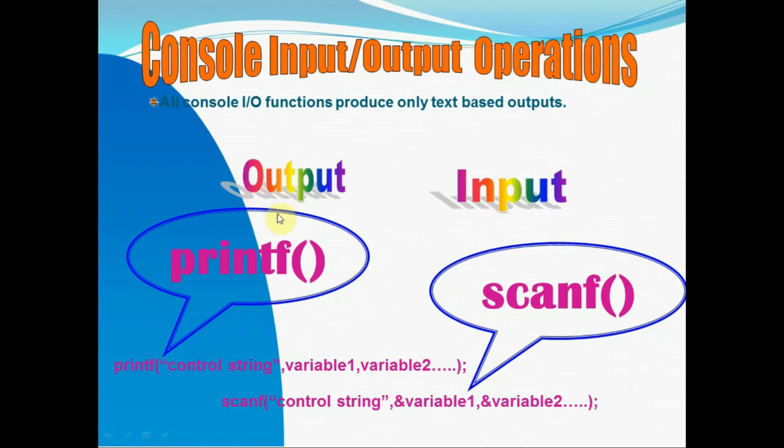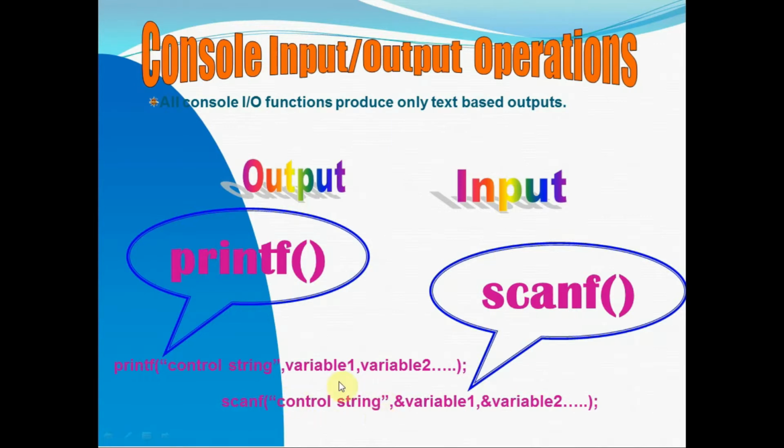First one, output. The printf statement, that is a printf function. In printf, first is the control string, that is the control format. Then second, the variables, a number of variables, for example variable 1, variable 2 up to variable n. Then scanf is used for getting the input from the keyboard for various formats. For example, formats are called integer, float, character, and string, etc.